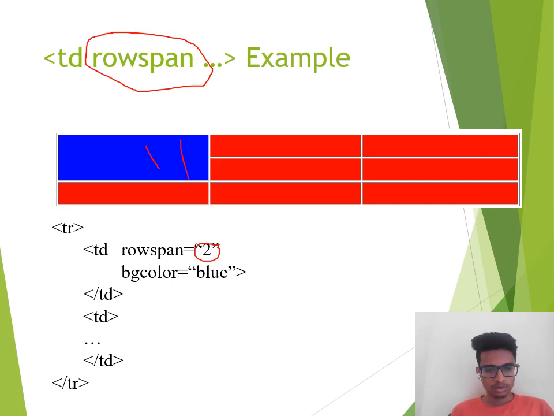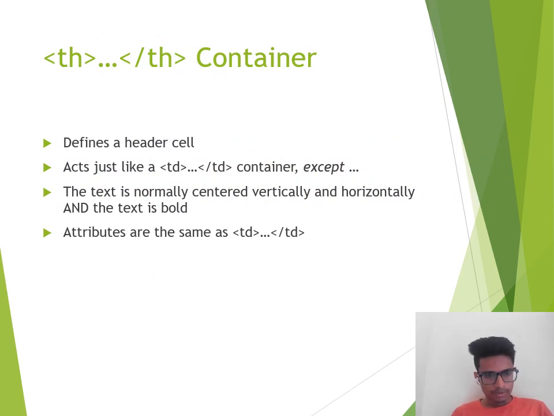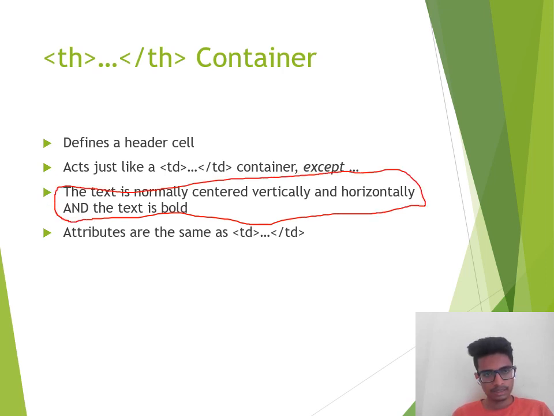So let's move on to the next one. So we have th. It defines a table header, a header cell, and acts just like TD, except the text is normally centered, vertical and horizontal, and the text is bold. So all these effects will be added automatically to the data that is inside a TR tag. That is what makes a TH a header cell.